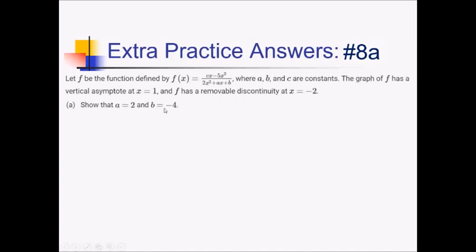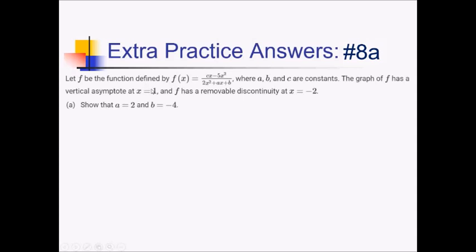All right, well, we're going to have to use the fact that we have a vertical asymptote at 1 and a removable discontinuity at negative 2. So what I'm basically going to do is just solve for a and b using this information, and then hopefully what I solve for happens to be 2 and negative 4. So let's start by using the fact that we have a vertical asymptote at x equals 1.